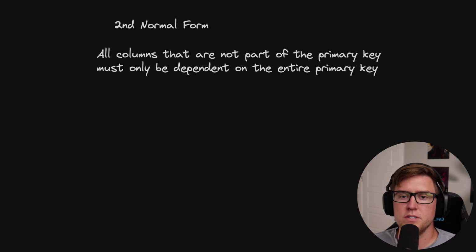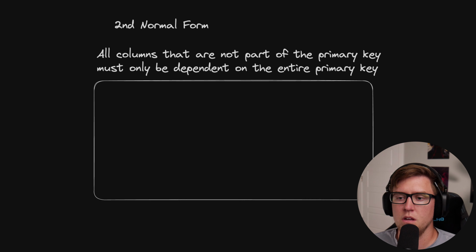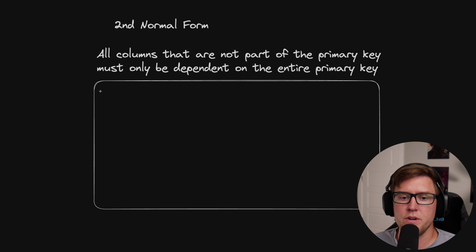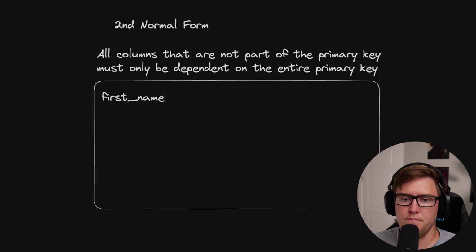That's kind of word soup. So let's look at an example. We've got our database. Let's say we have 3 columns. We've got first name.